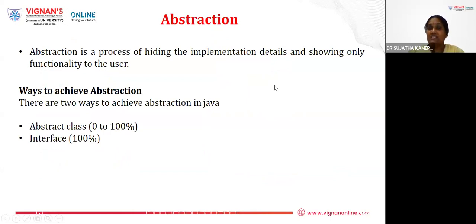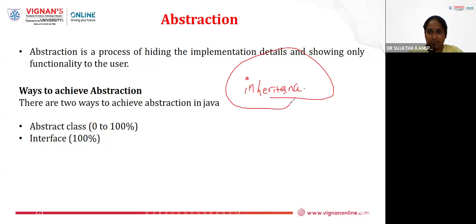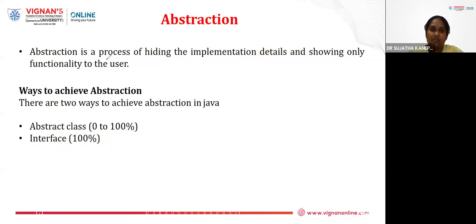Next one, abstraction. Now, till now we learned about inheritance, right? One of the object-oriented programming concepts. Now, abstraction is another object-oriented programming concept, right? What is meant by abstraction? Abstraction is a process of hiding the implementation details and showing only the functionality, right?